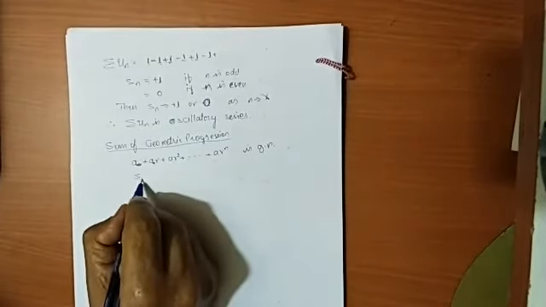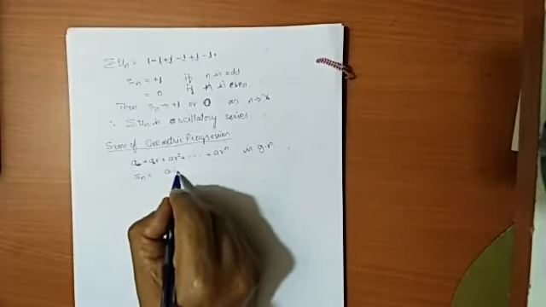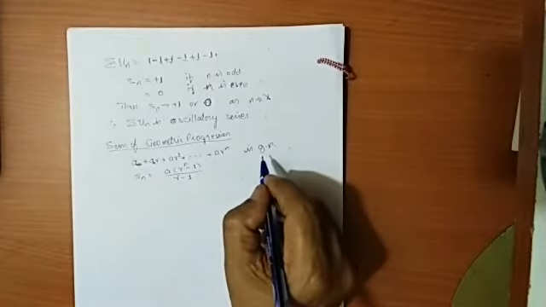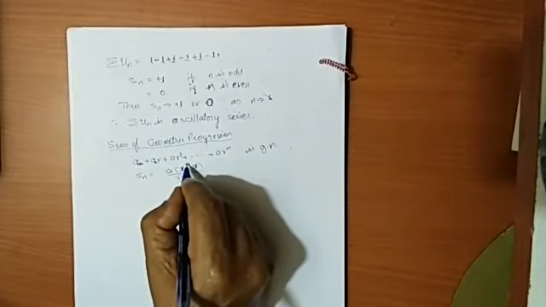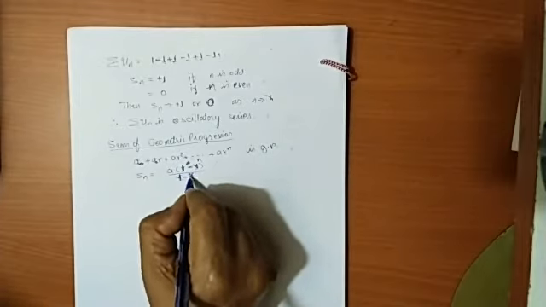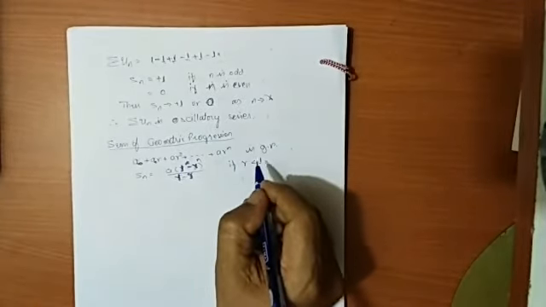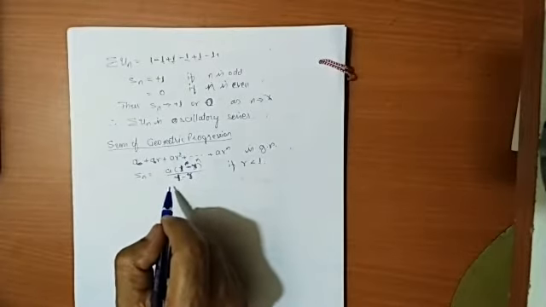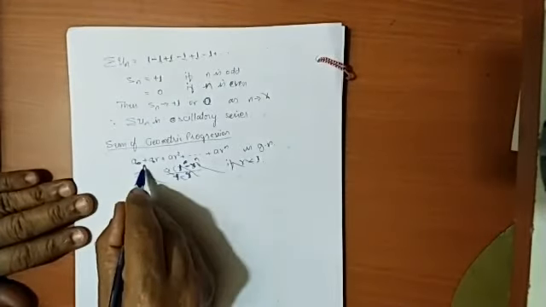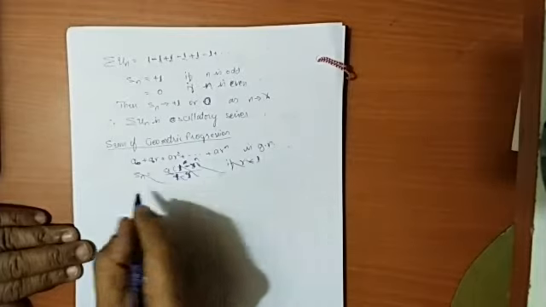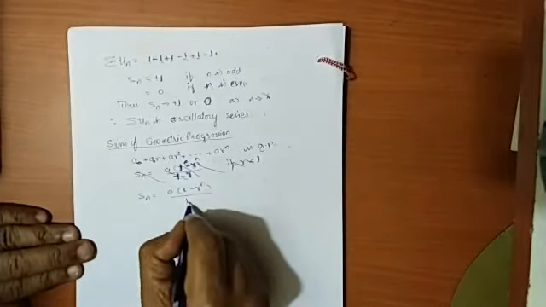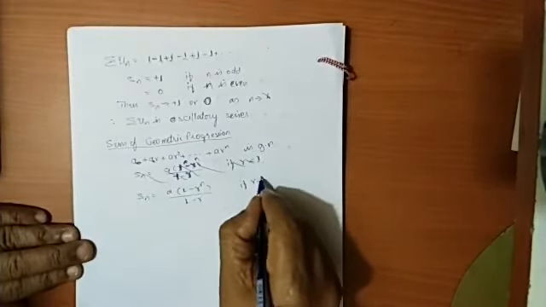So what is Sn of this nth term? It is A times 1 minus R raised to n over 1 minus R, if R is less than 1. If A, AR plus AR squared plus so on plus AR raised to n is a geometric progression, then S will be A times 1 minus R raised to n over 1 minus R if R is less than 1.